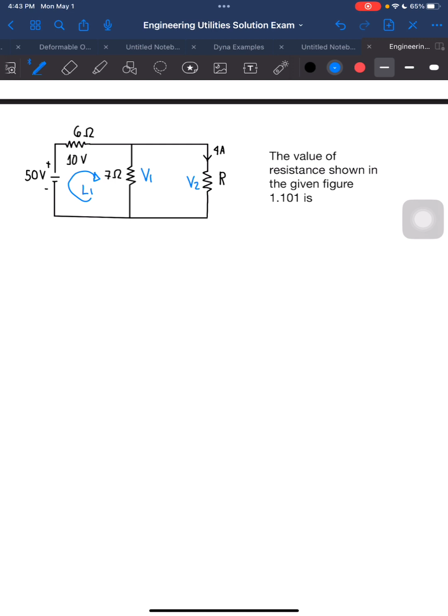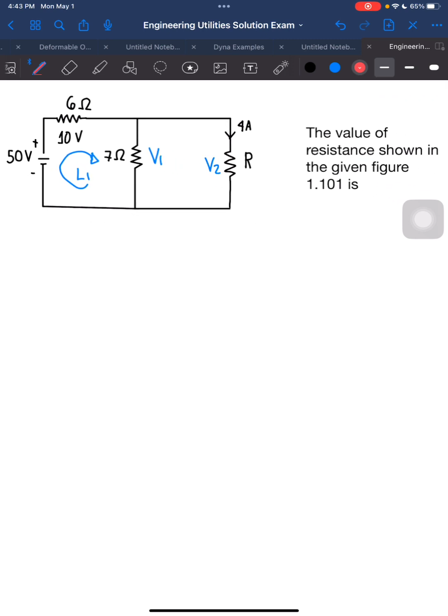So, pwede natin gamitin ang summation of voltage equal to 0. Summation at loop 1 muna tayo. Papasok yung negative 50 sa negative side. So, negative 50 volts plus 10 plus V1, plus dito, kasi wala siyang sign. Is equal to 0.